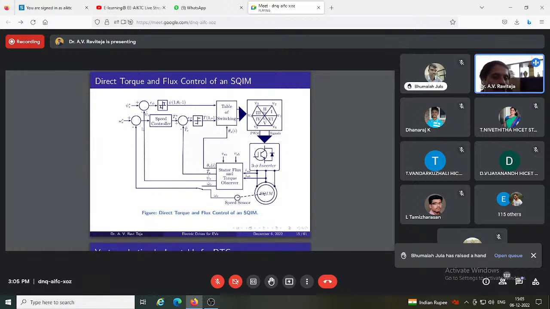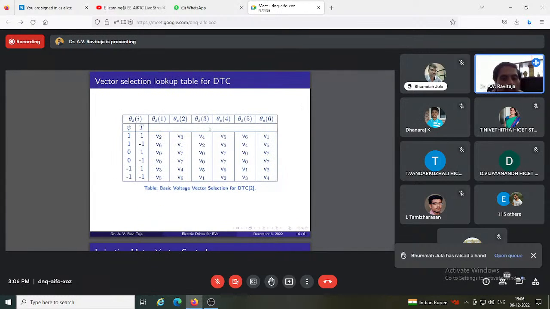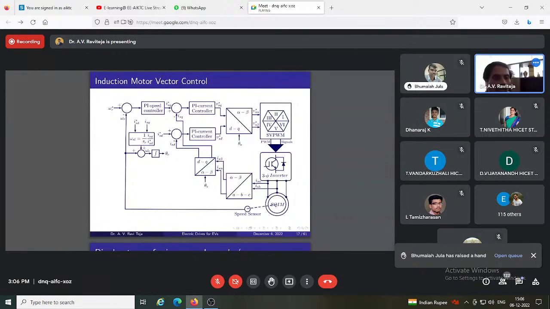And for feedback, you have to estimate the flux as well as the torque, so that you know the error, and based on the error, we take the corrective action by choosing a suitable voltage vector in the direct torque control. So this is the table given for different errors. One means the error is positive, minus one means the error is negative, zero means the error is zero. Okay. So this way we make a table and then feed it into the controller, which will apply that particular voltage according to the flux and torque errors. Okay. So that is about direct torque control.